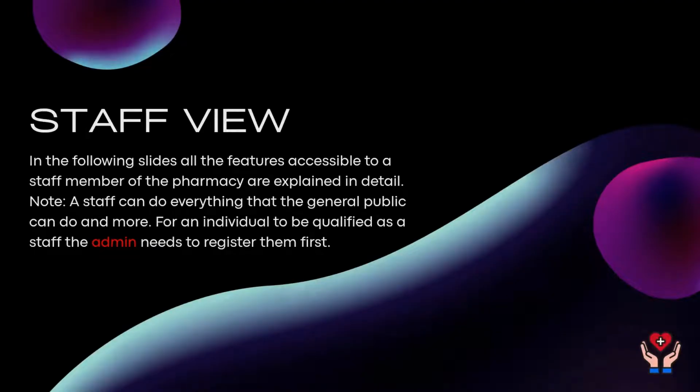Next, we will be going through the staff view. All the features accessible to a staff member of the pharmacy will be explained in detail. A staff can do everything that the general public can do and more. For an individual to be qualified as staff, they have to be registered by the admin first.